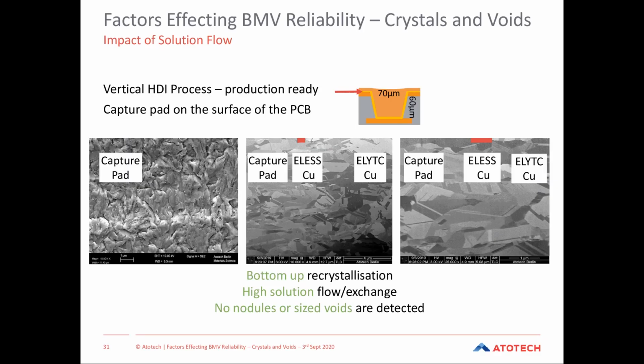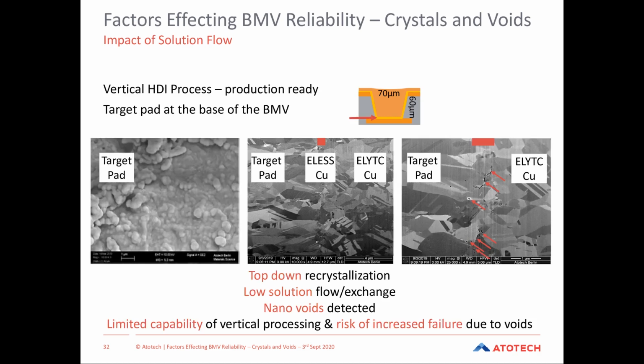A summary that I mentioned earlier on regarding solution flow, because we discussed that a couple of times. This was again done in China, comparing a horizontal process ultimately with a vertical process. And what we were looking at was recrystallization in vias. And we started by looking at the top. So here we're looking at the capture pad at the top of the via itself. Solution delivery is very good. And we see full bottom-up recrystallization in a production-ready vertical line. No nodules, no voids, so perfect structures.